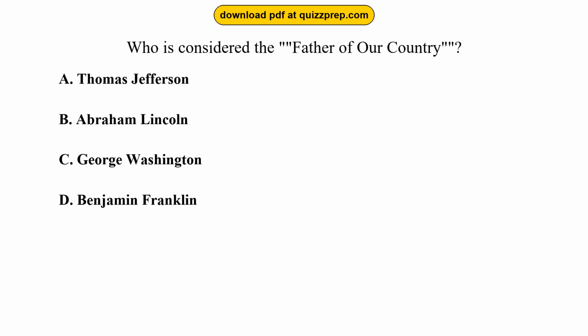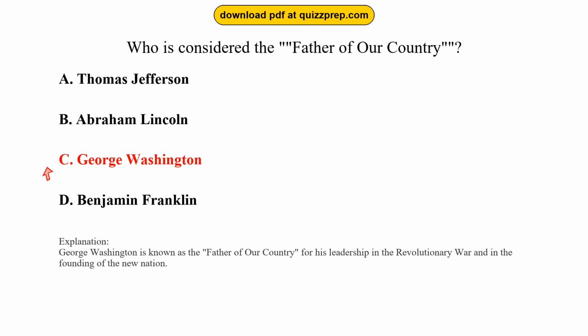Question 45. Who is considered the father of our country? Option A, Thomas Jefferson. Option B, Abraham Lincoln. Option C, George Washington. Option D, Benjamin Franklin. The correct answer is option C, George Washington. George Washington is known as the father of our country for his leadership in the Revolutionary War and in the founding of the new nation.